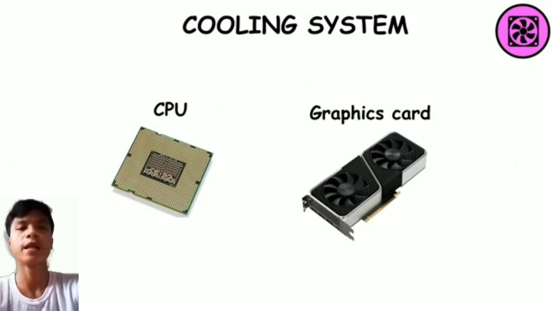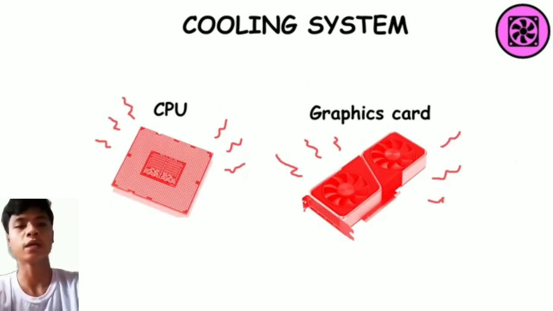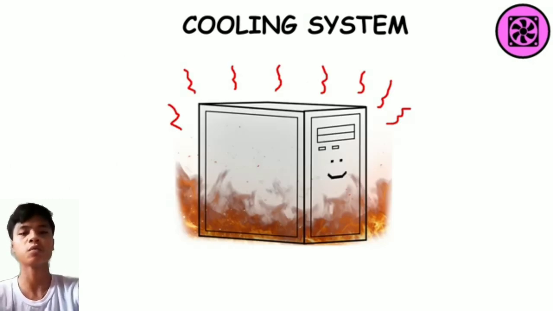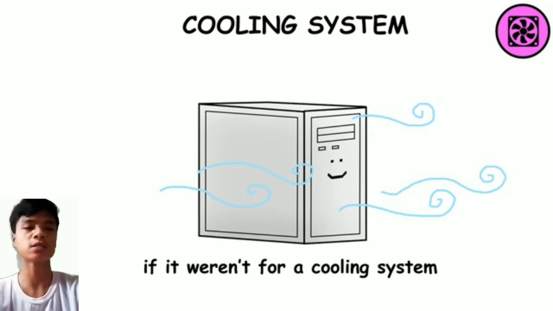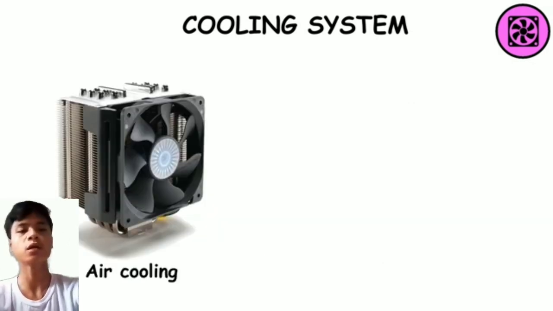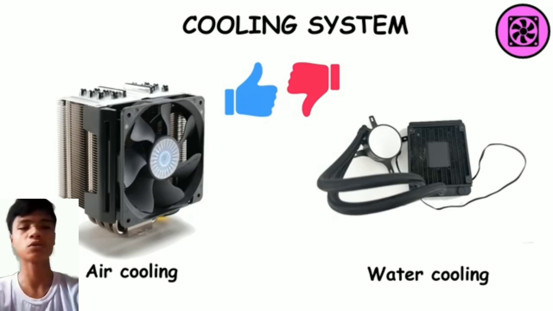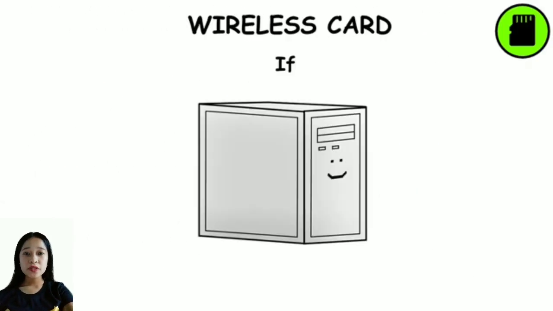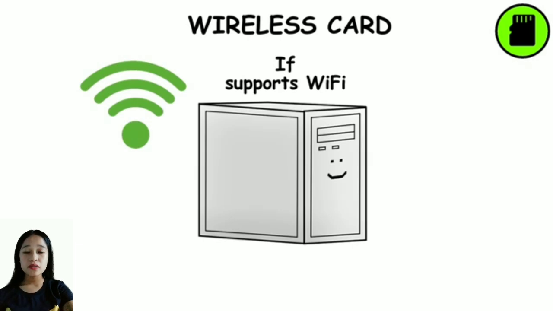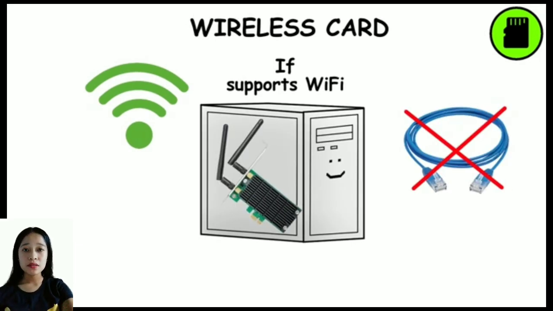Cooling system. Some areas of the computer like the CPU and graphics card generate a lot of heat and would fry every other component and themselves if it were not for a cooling system. A computer can have air cooling or liquid cooling, each with its own pros and cons. Wireless card. If your computer supports Wi-Fi, which gives you access to the internet without using internet cables, it has a wireless card.